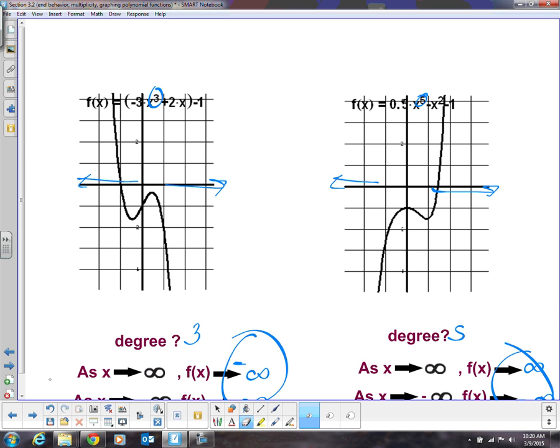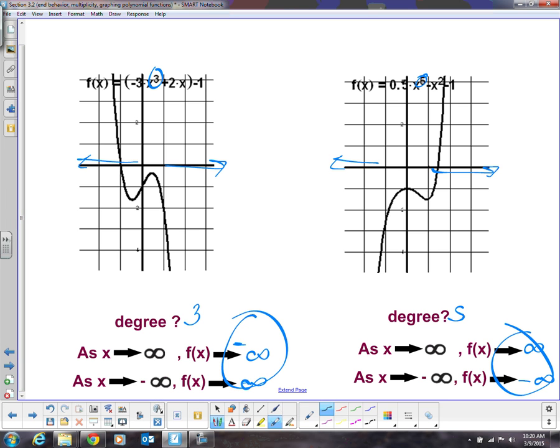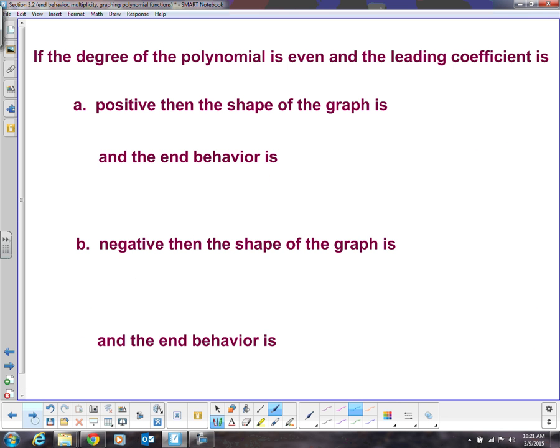Let's look at the odd ones. When the leading coefficient was negative, what happened? Basically, it fell, correct? It went in this direction. When the leading coefficient was positive, what did it basically do? Rose. And that's how you're going to do those. All right, so let's go back to our notes.